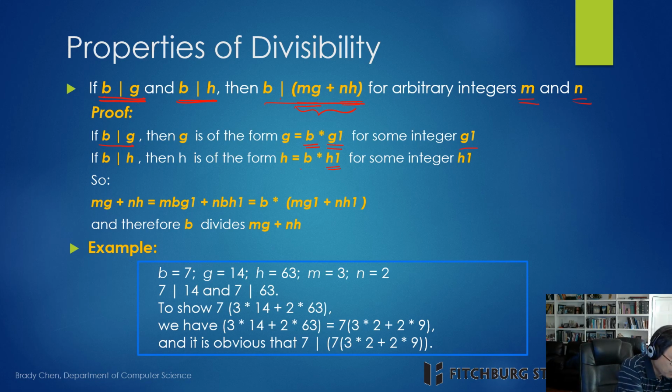So let's do this. MG plus NH. If we can write this as a multiplication of B times some number, then we can say B divides MG plus NH. So then we replace G with this, because G equals B times G1. So we replace G with B times G1, and replace H with B times H1.